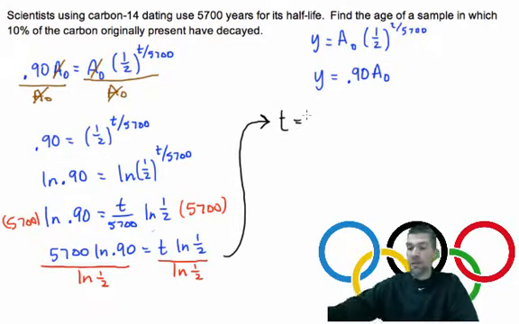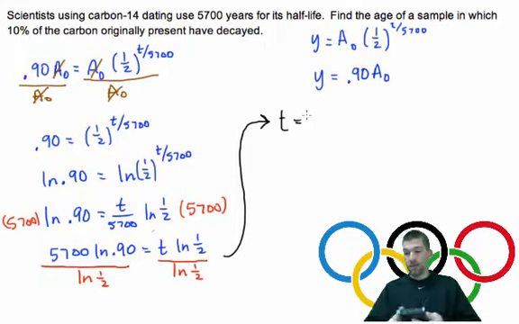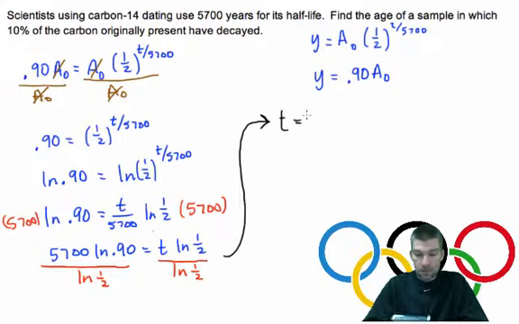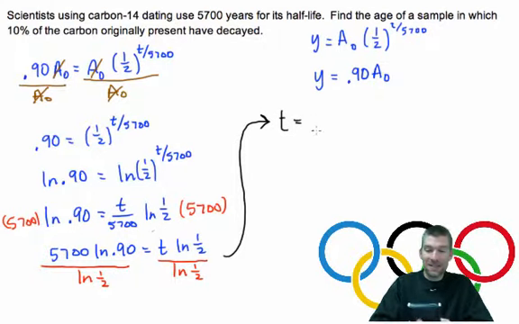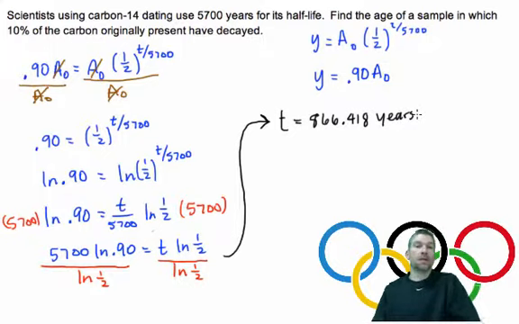So let me just punch that into my calculator real quick. What I get is 5,700 times natural log 0.9 divided by natural log 1/2. I get 866.418 years. So that's about how long it would take for this sample to decay.